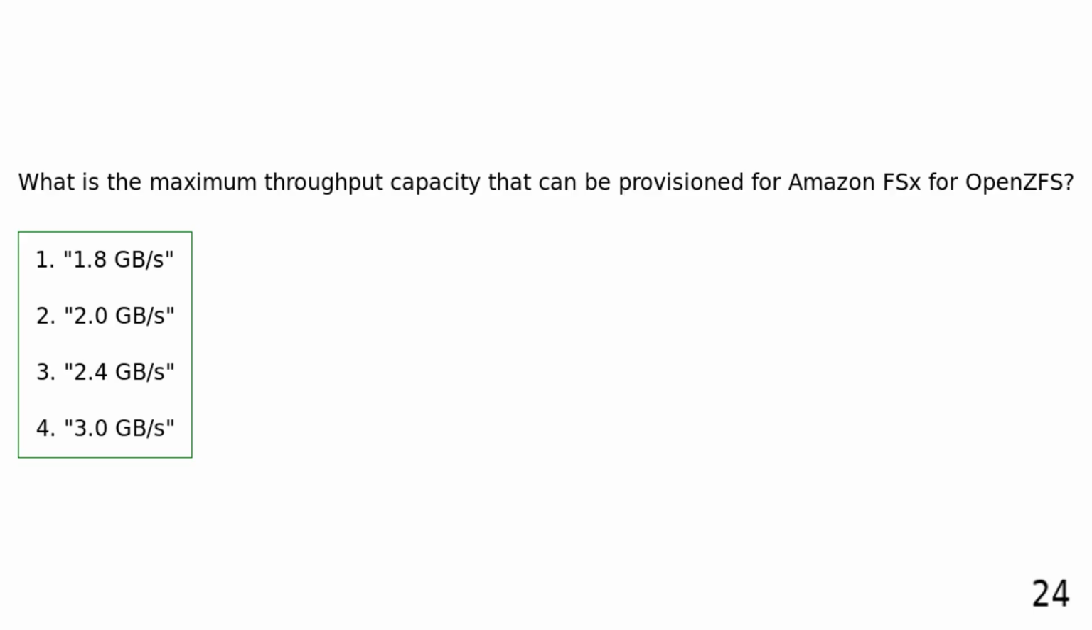What is the maximum throughput capacity that can be provisioned for Amazon FSx for OpenZFS? 1.8 gigabytes per second, 2.0 gigabytes per second, 2.4 gigabytes per second, 3.0 gigabytes per second. The maximum throughput capacity that can be provisioned for Amazon FSx for OpenZFS is 2.4 gigabytes per second.